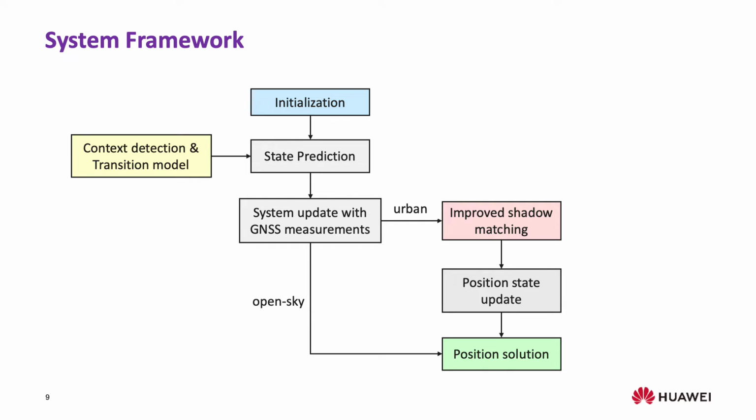If the building model is available, it is supposed to be an urban area. The shadow matching will be initialized based on the updated common filter solution and output its own solution, both in along and cross-street directions. And finally, the cross-street component of the estimated position state will be corrected based on the shadow matching solution for a more accurate and reliable across-street solution.